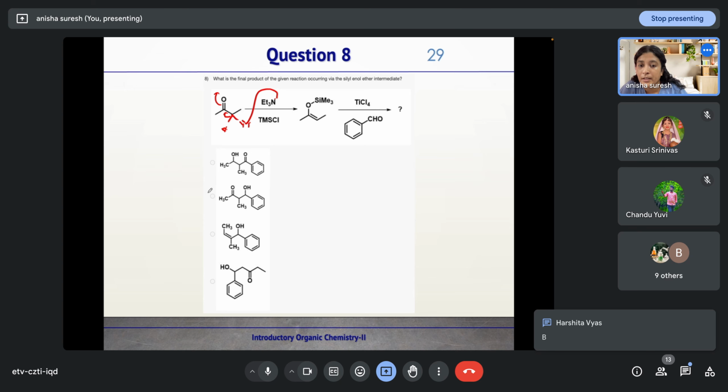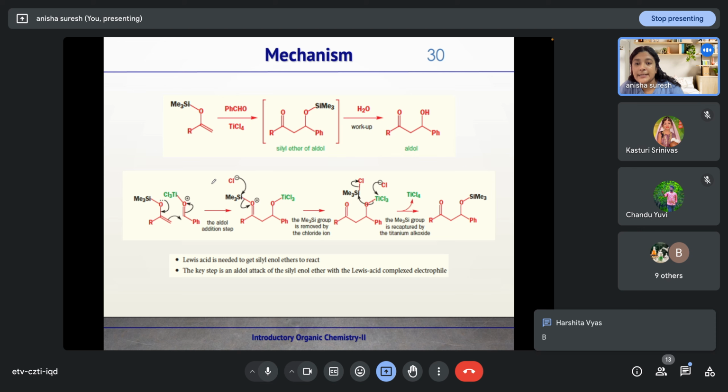B. Yeah, we will see the mechanism. Here, silyl enol ether is formed, and in the presence of PhCHO and TiCl4, the silyl ether of aldol will be formed. This will fall here and attack the PhCHO. It will lead to formation of this aldol, and upon workup we will get this aldol product. So this is the mechanism.